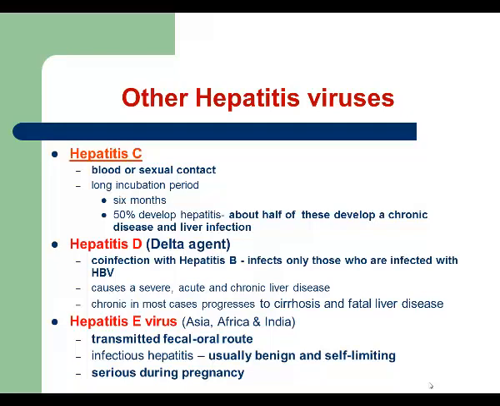And the last one is hepatitis E, caused by hepatitis E virus. Infection also can be seen in Asia, Africa, India. And the mode of transmission of this type of hepatitis will be fecal-oral. In most of the cases, hepatitis E is a benign type of hepatitis. Infection is self-limiting, doesn't cause too many complications. But the only group of patients that we usually worry about when we're talking about hepatitis E is pregnant women, because in them, hepatitis E virus can cause a lot of complications.